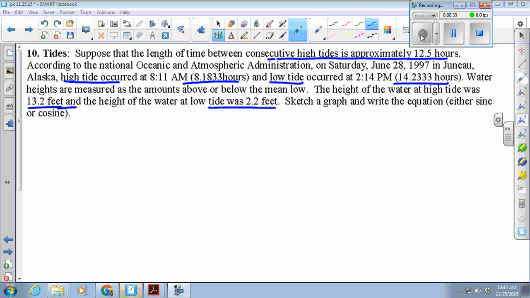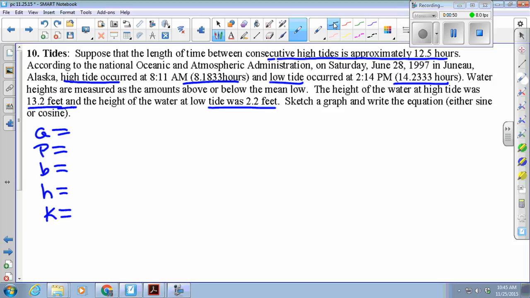They want us to sketch a graph. Now remember, we need some things to write this equation. We need an amplitude, period, a B, an H, and a K. Now it's not a bad idea to go ahead and sketch this thing. So we've got to think through how you want to sketch something like this. If the period's 12 hours, but the high tide and low tide occur at not 0 and 12, we've got to be smart about how we're graphing this thing.